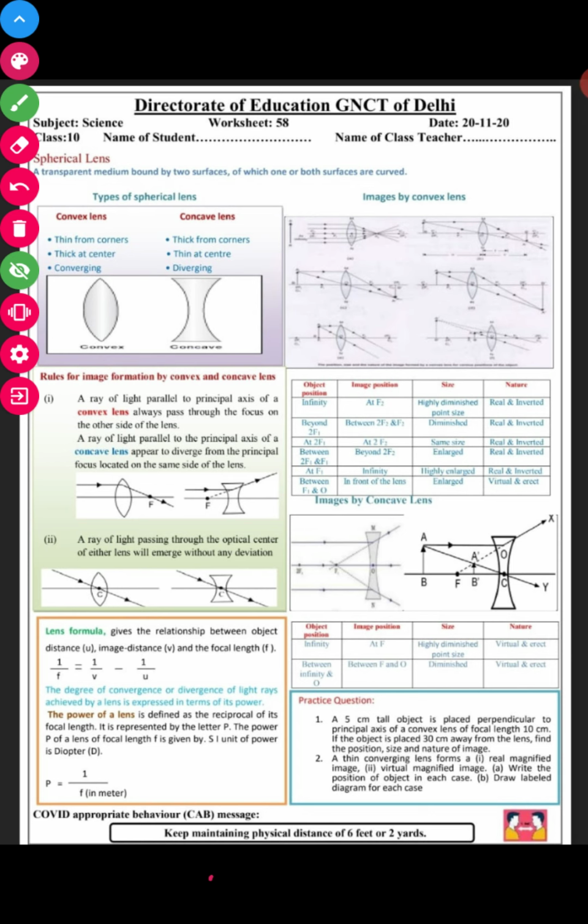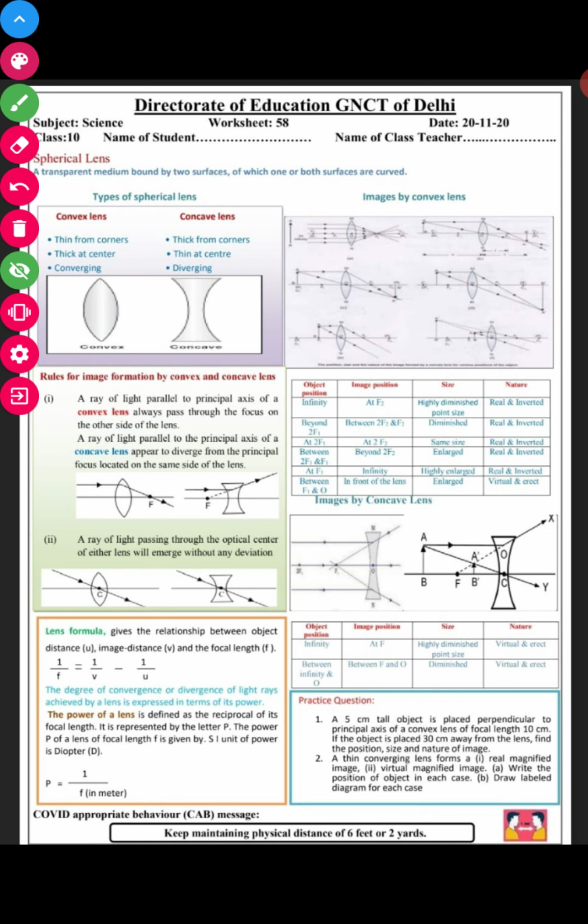And in continuation of that, today we will discuss spherical lens. In our previous worksheet, we have already studied about spherical mirrors and their mirror formula. What are spherical lenses? A transparent medium bound by two surfaces, of which one or both surfaces are curved, is called a spherical lens. See, these are curved surfaces. These are called lenses.